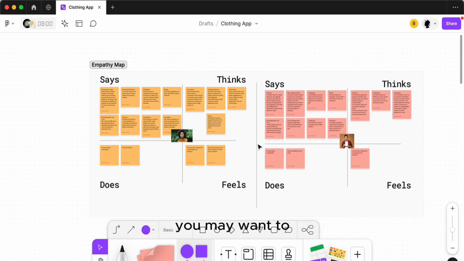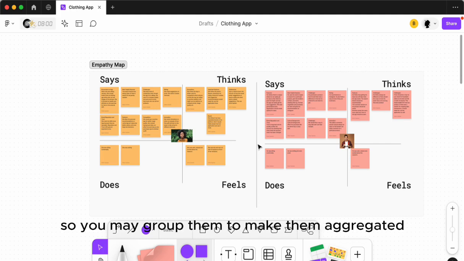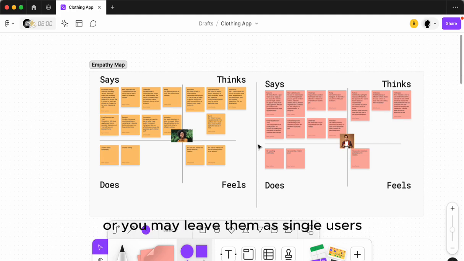You may want to aggregate them, you may want to summarize them, you may want to put them in one box, as per group them, to make one empathy map. So you may group them to make them aggregated, or you may leave them as single users.